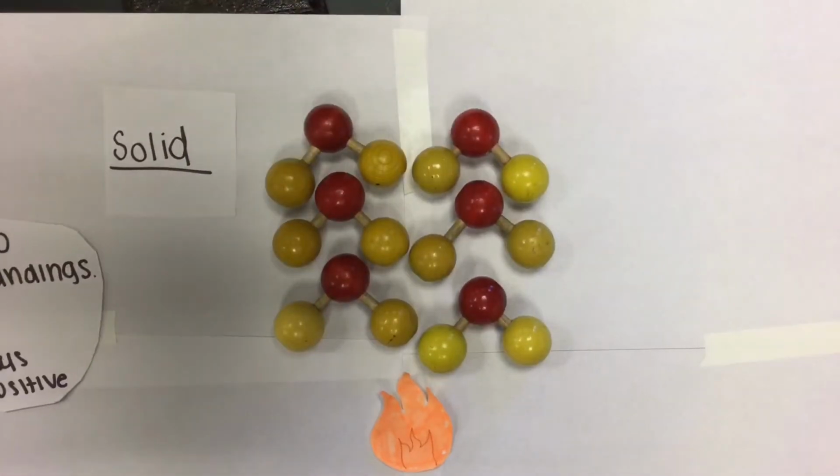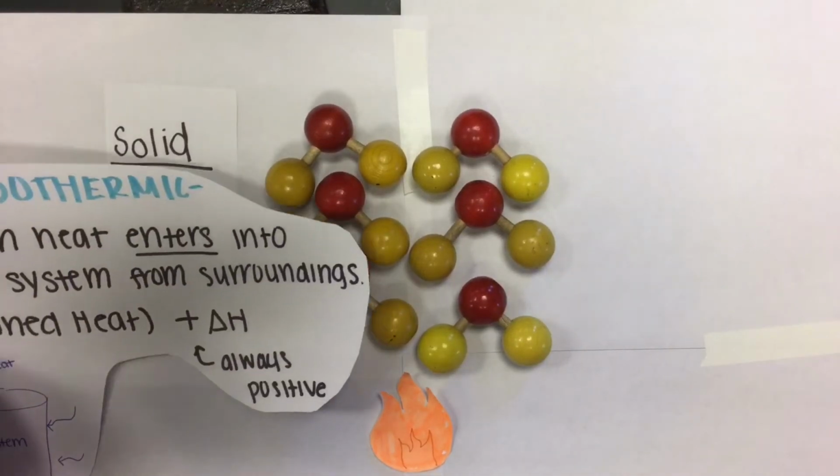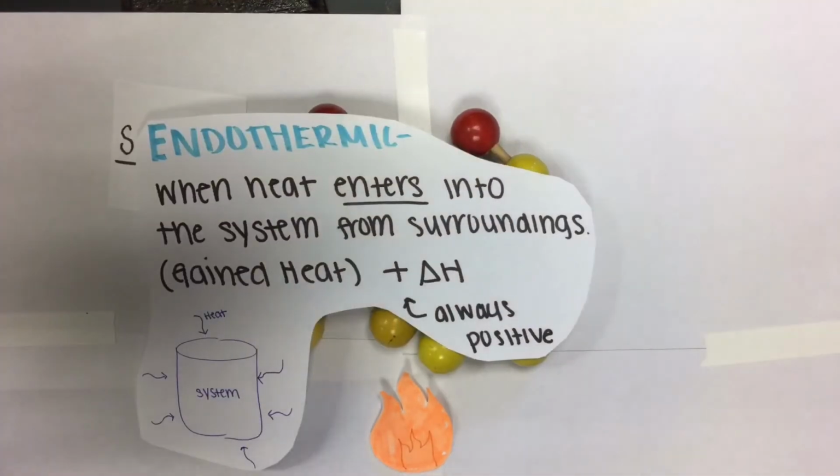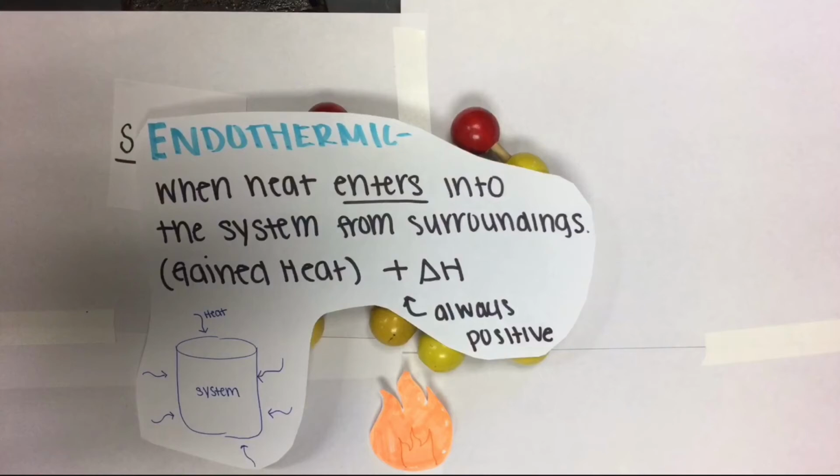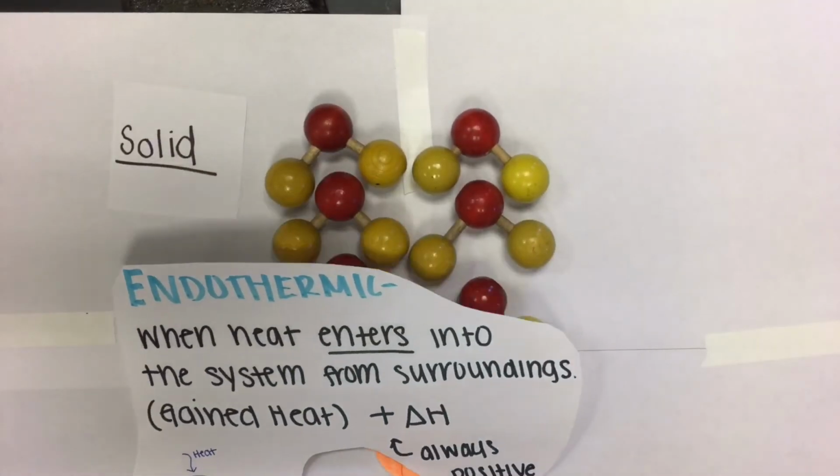With the little fire, we see that heat is being added into the system. This is endothermic, when heat enters into the system from the surroundings, gained heat. Here, delta H, or enthalpy, is greater than 0. This means it is positive and the system absorbed heat. This happens all the time in an endothermic reaction.